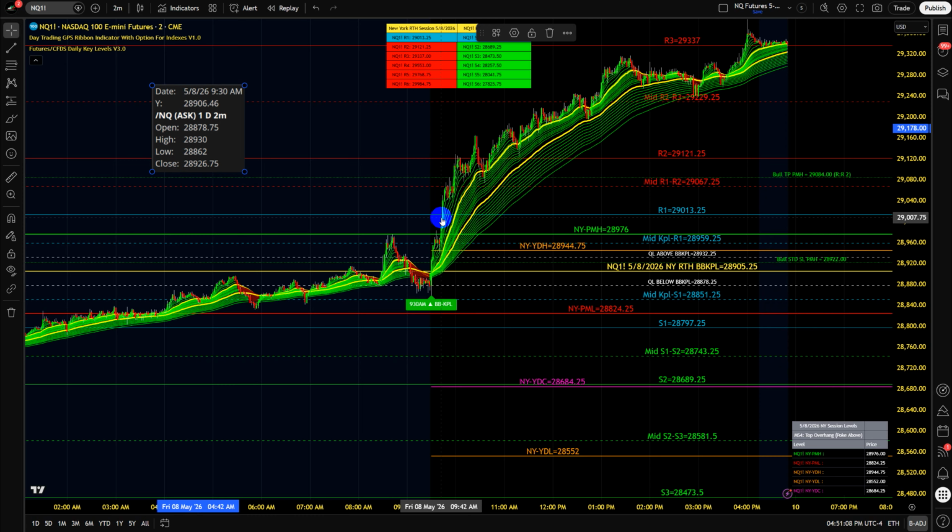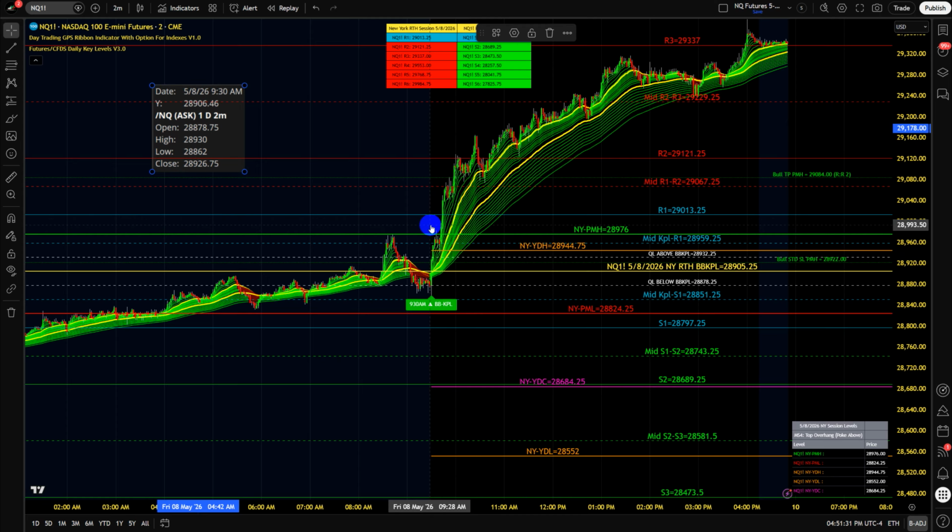Here on the 9:44 a.m. candle, we have a hit of the R1. That's your regular scalp exit here, 29,013.25. That is a profit at $20 a point on regular E-mini of $1,730.